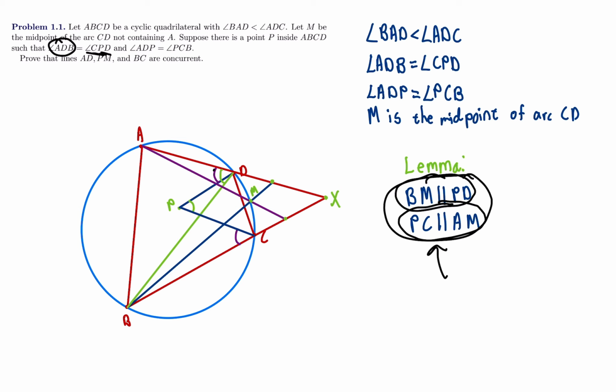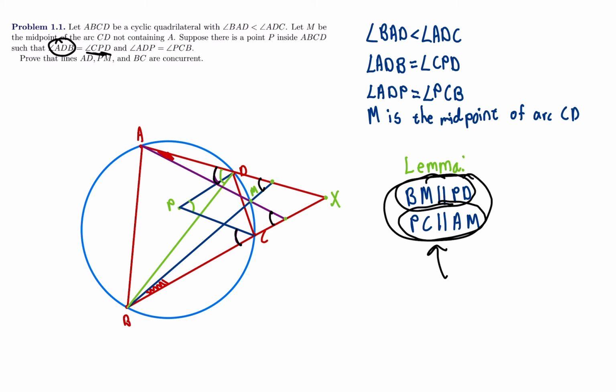Let's start by proving that this black angle equals this black angle. Note that this angle is equal to this angle by the parallel lines, and this angle equals this angle by the parallel lines as well. And we want to prove that those two angles are the same. That is equivalent to proving that these two red angles are the same, because if those two red angles are the same, then these two angles are the same. That's obvious. So we just want to prove that the two red angles are the same.